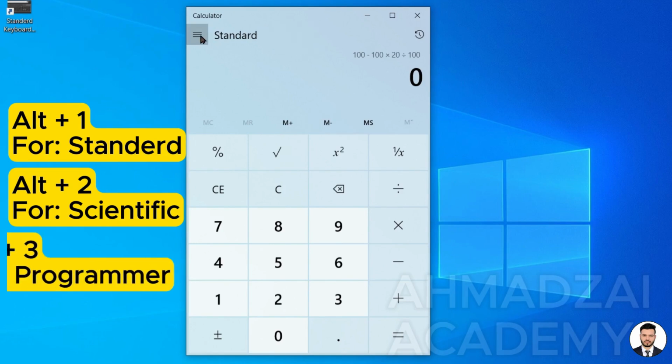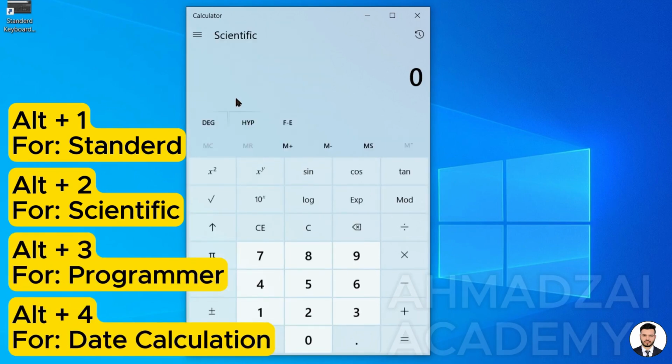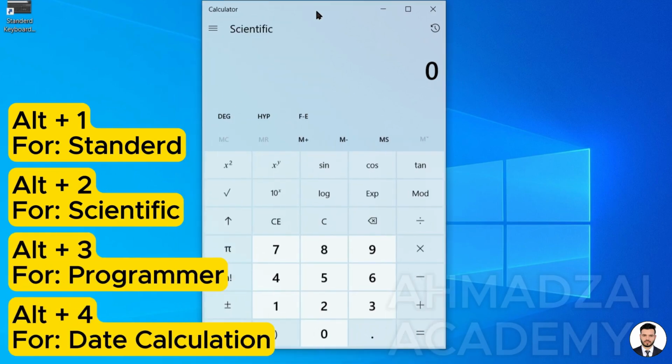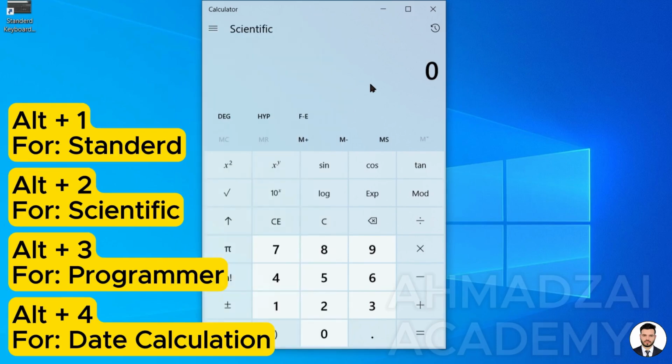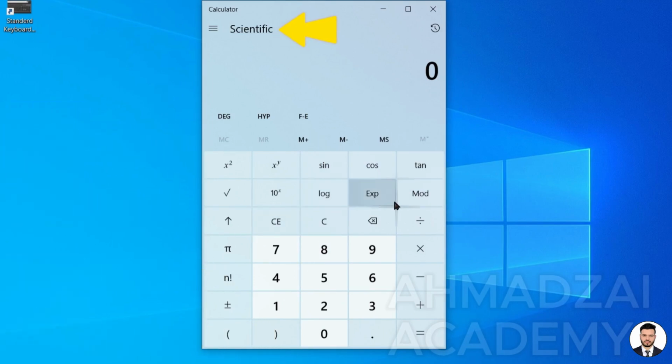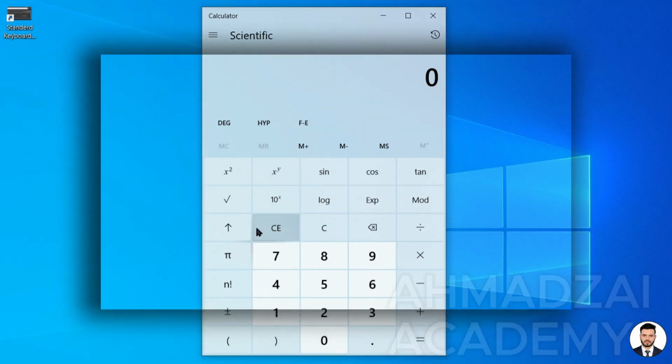The second calculator we have is called scientific, and we can access it with Alt-2. Alt-1 was its shortcut for standard. Alt-2, Alt-3, Alt-4. The scientific calculator lets us perform operations like sine, cosine, tangent, cotangent, logarithm, and some other functions.